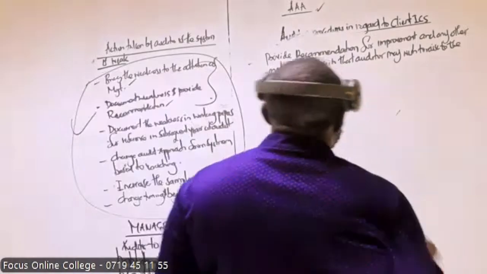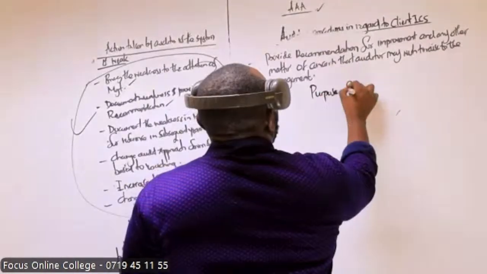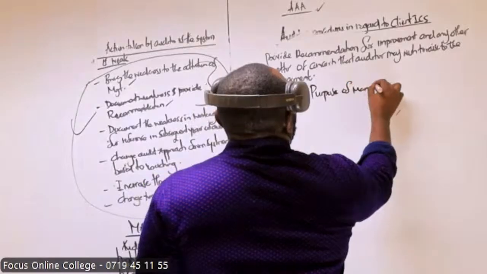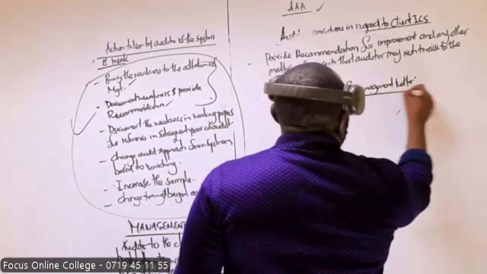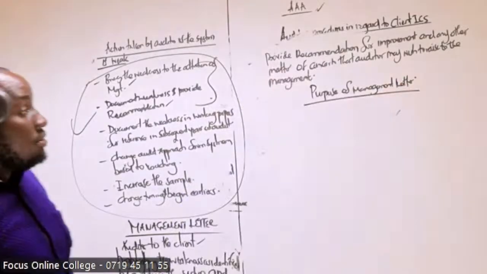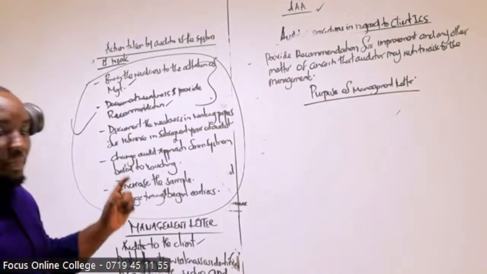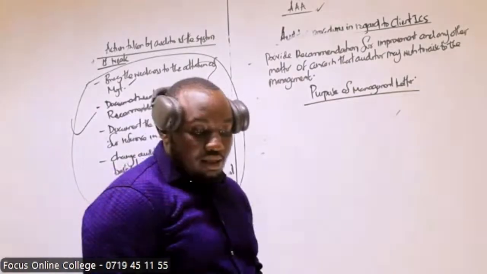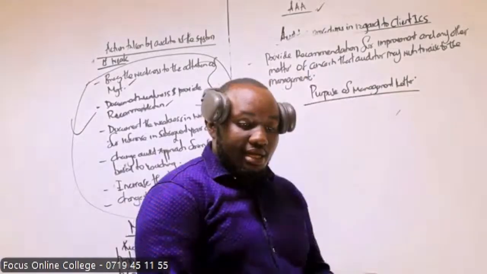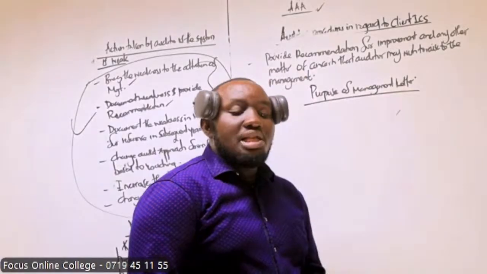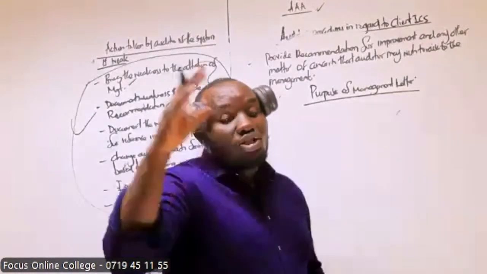We proceed to the purposes. Purpose of what we call a management letter. From the definition, how many purposes do we see there? I can see three. Number one, highlighting weaknesses; recommendation; and any other matters that are of importance to the auditor that need to be raised to management.